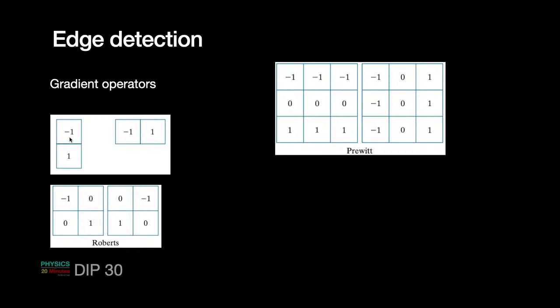So this is a modification. -1 goes up, 1 goes down, put a line of 0, put a line of 0. So this becomes a 3x3 kernel and very easy to implement. You can put the origin at the center, put it on your image pixel, create this window or a kernel, do your convolution, get your answer. This is what is called Prewitt filter or Prewitt operator.